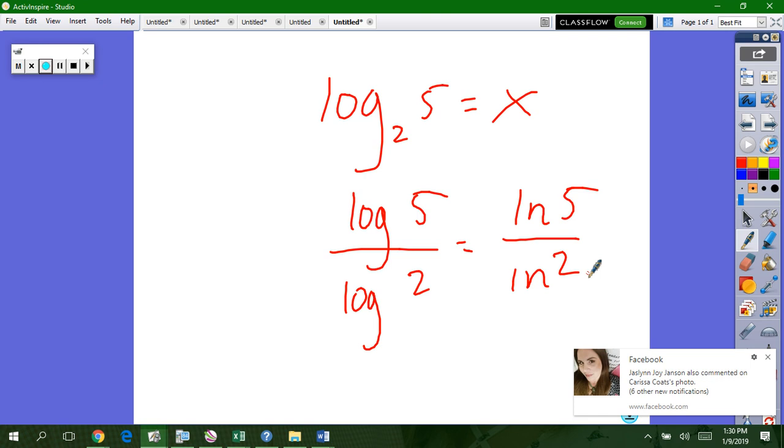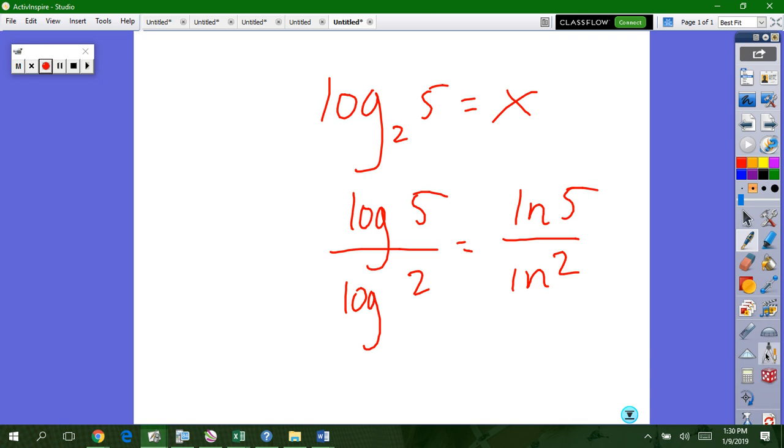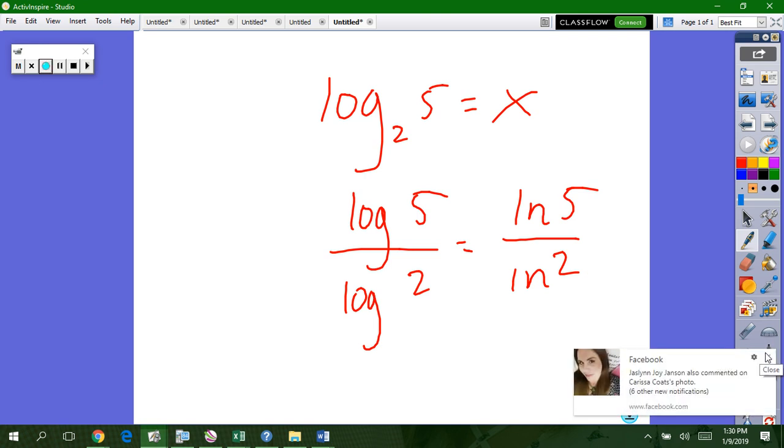Now, what if I said, please change the base to base 7? How would I do that? That's log base 7 of 5 over log base 7 of 2. Now remember, the change of base formula tells us it can be any base. It just has to be the same base when I do it. Why did I personally show you these two last time? Because those are the buttons on your calculator. The log and the ln are on our calculator.